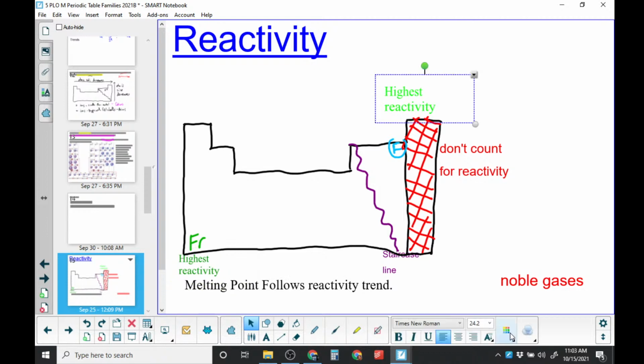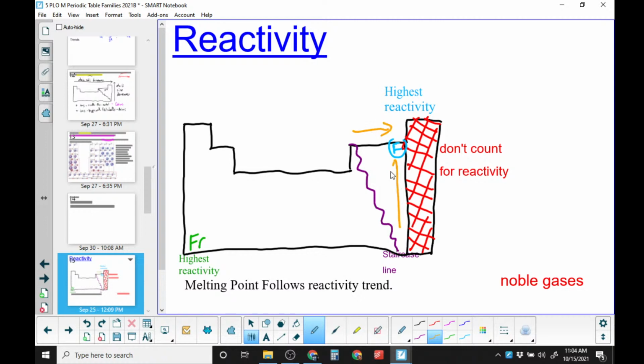What is that there? Which means our trends are this way. Highest reactivity and highest reactivity, they differ across the staircase line. But now that we have our explanations, we can use them for this.